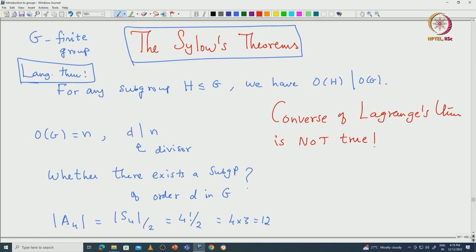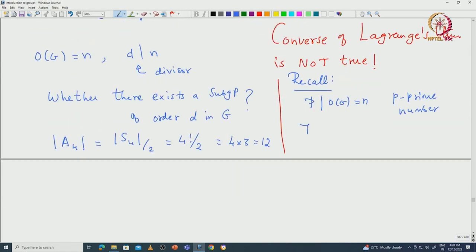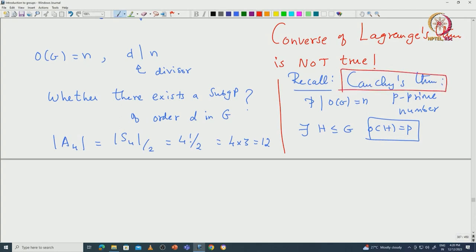So then what about some partial converse? We have already seen Cauchy's theorem. Recall, if you have a divisor p of the order of the group, and p is a prime number, then we proved that there exists a subgroup of order p. There is a subgroup of G of order p. That is what Cauchy's theorem says. So some partial converse of Lagrange's theorem is true: if the divisor is a prime number, then we have the converse.